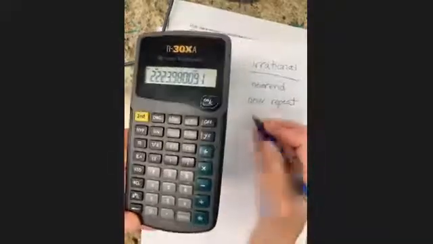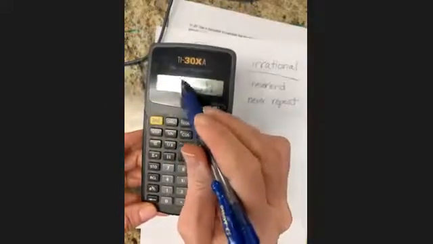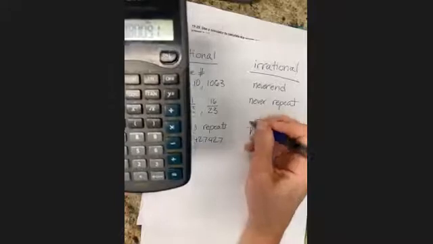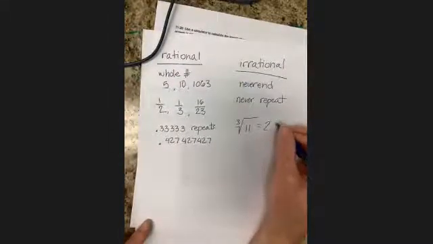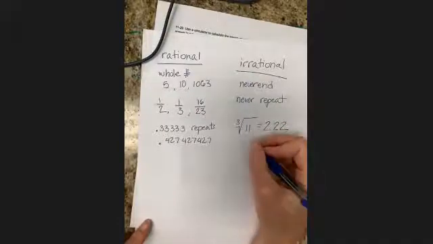You would just round this to the nearest hundredths. So 3 is smaller than 5. So I'm going to say that the cubed root of 11 equals 2.22, and that it is irrational.